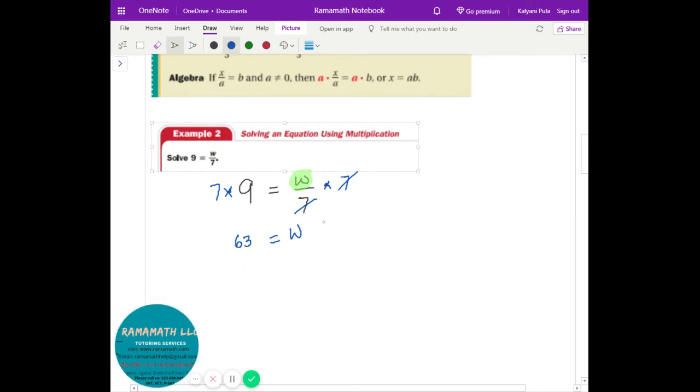Now we can also go back and check it. 63 divided by 7 gives you 9. So that becomes a check of your equation.